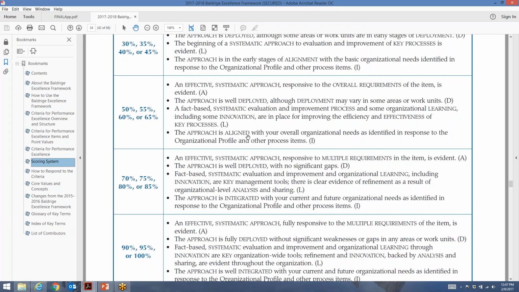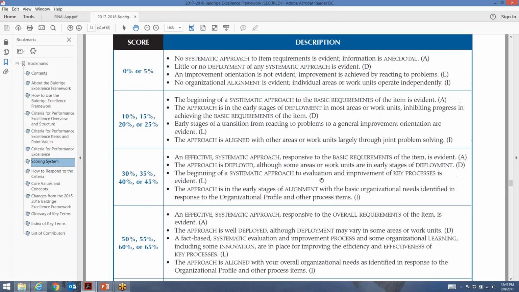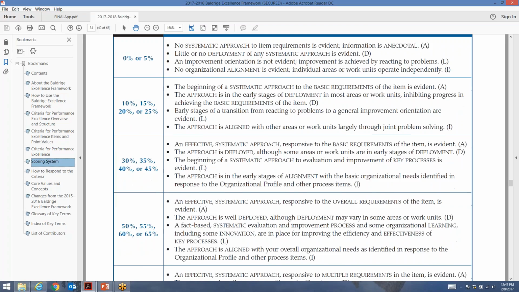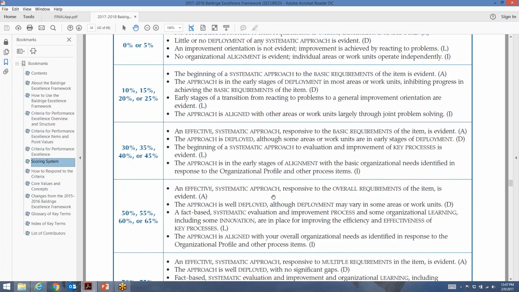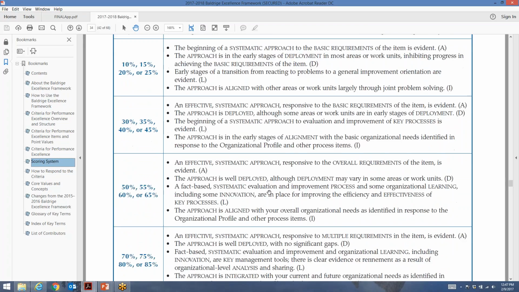Okay, let's move on to learning. So learning ranges from, well, you just don't have an improvement orientation. You're just reacting to problems. Well, you're moving up to early stages of reacting. You've got a general improvement orientation, meaning you said, you know what, we just got a culture of improvement. But I didn't really tell you how we did that or what we did to improve.